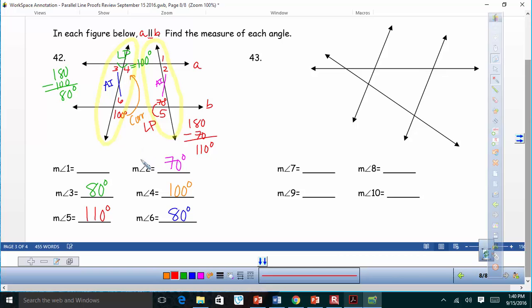Yes, Layla? Very good. 5 and 1 are congruent because they are alternate exterior. So this would also be 110. Okay. Do we have any questions on that one?